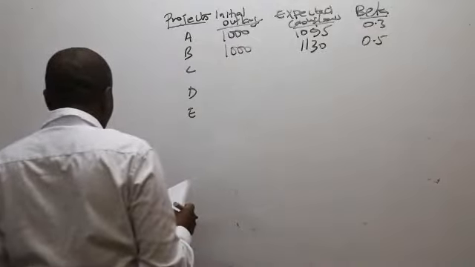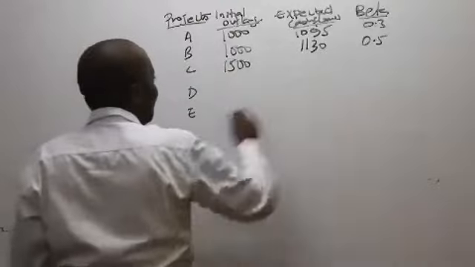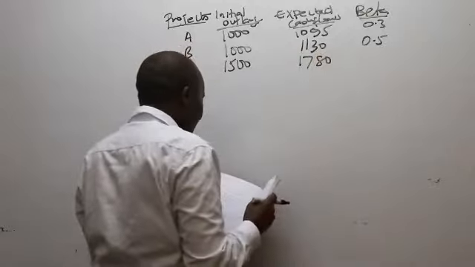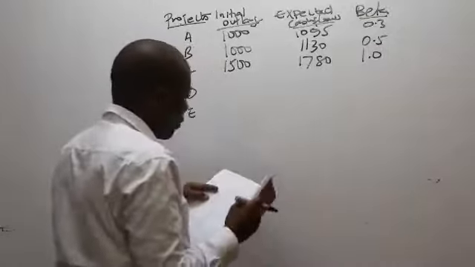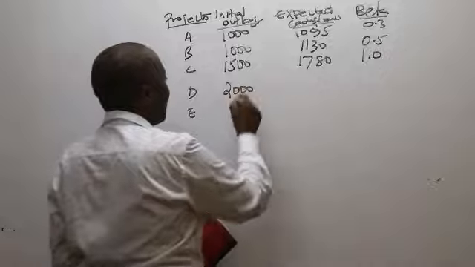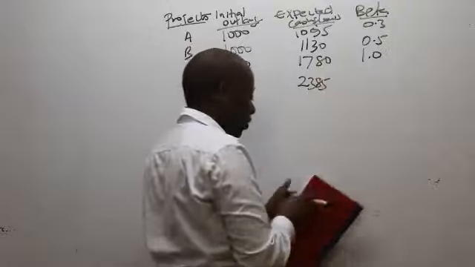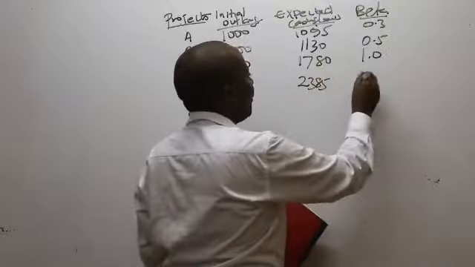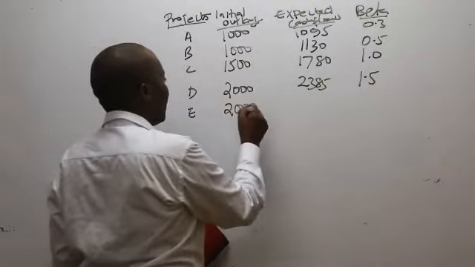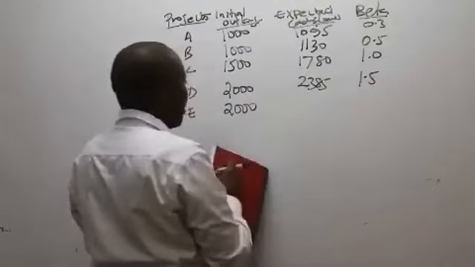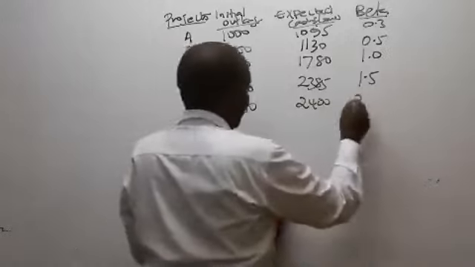And then we have C, where they give us 1,500, 1,780. Quite an interesting question. After that, D, we have 2,000, 2,385, and 1.5. We have E, 2,000, 2,400, and then we have 2.0.